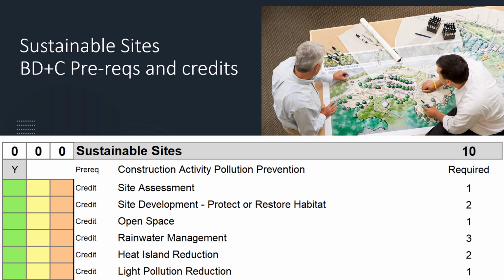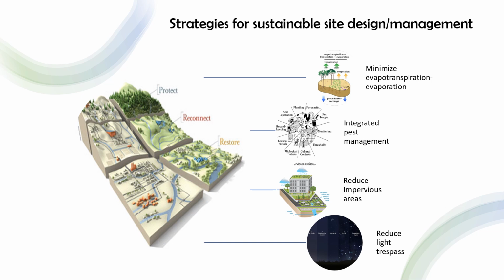There is one prerequisite, and you can earn up to 10 points from 6 credits. And we'll talk about each one of these. We'll be describing site design that will minimize evapotranspiration and evaporation, manage pests, and reduce impervious areas and light trespass. You should know the strategies well that can affect each one of these.